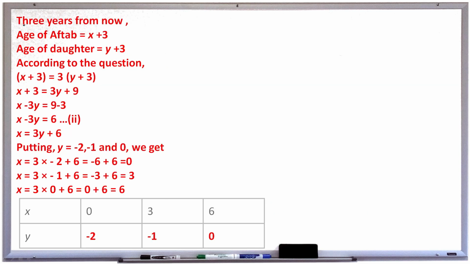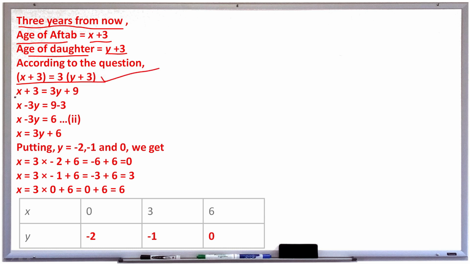Now again come to the question. 3 years from now means age of Aftab will be x plus 3, age of daughter y plus 3. According to the sum, we can frame the equation. x plus 3 is equal to 3 times of y plus 3. It is given in the question.